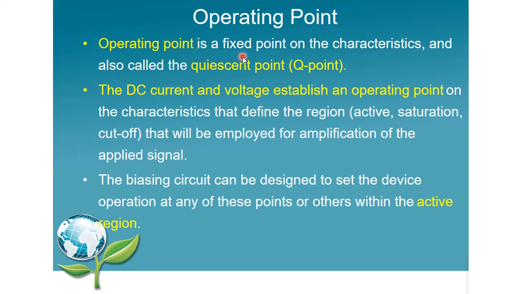Operating point is a fixed point on the characteristic and also called the quiescent point or Q point. The DC current and voltage establish an operating point on the characteristic that define the region, which are active, saturation, and cutoff, that will be employed for amplification of the applied signal. The biasing circuit can be designed to set the device operation at any of these points or others within the active region.